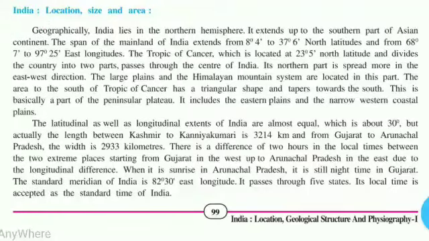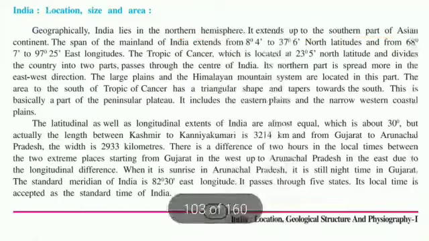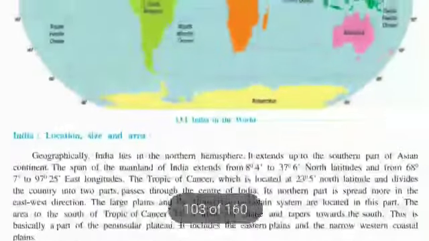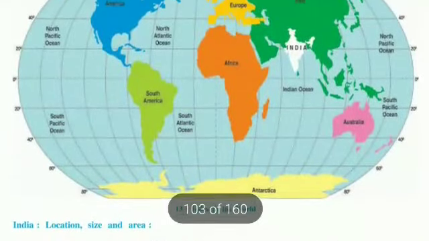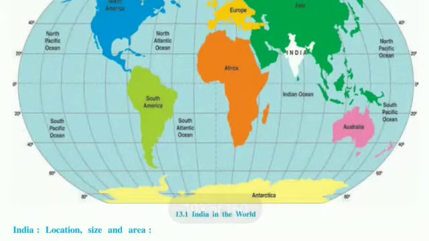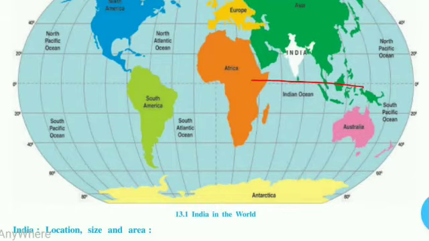Geographically, if we talk about India, it lies in the northern hemisphere, ठीक है. नॉर्दर्न हेमिस्फीयर में लाई करता है. It is extended up to the southern part, ठीक है, with Asia, and as you can see here, right. I hope up to here you can see. So it is a northern part, ठीक है. If we consider this as an equator, right, so this will be considered as a northern part.